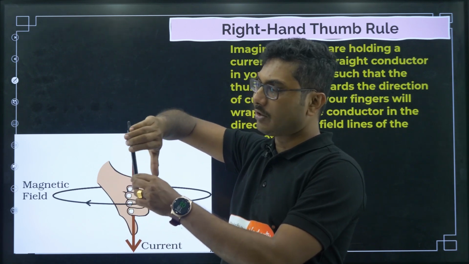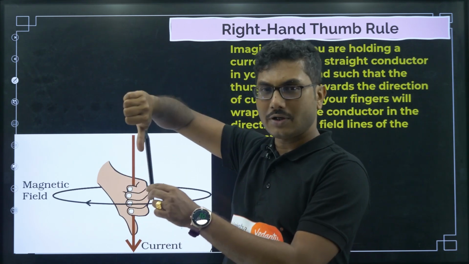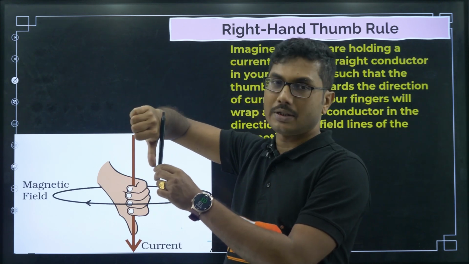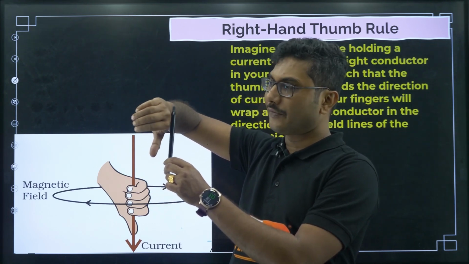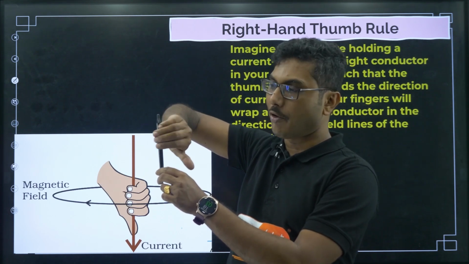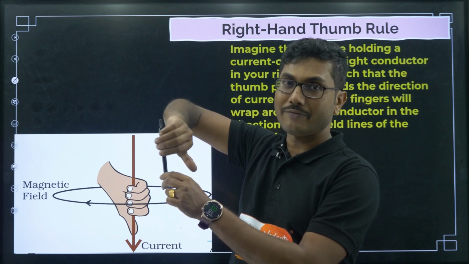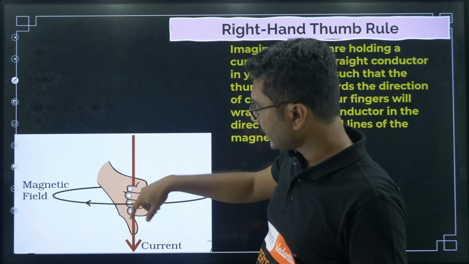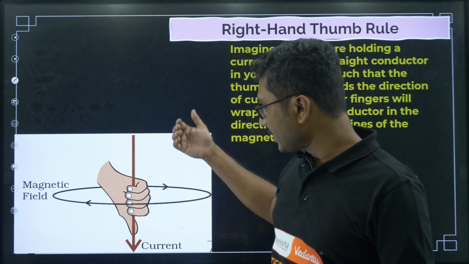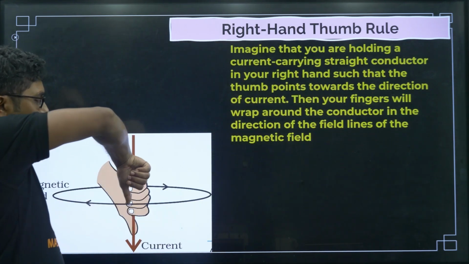Wrap around means, this is called wrap around, such that your thumb points in the direction of the current flowing in the wire, and then your fingers, like you have wrapped it around, will point the direction of magnetic field. This is how you can find the direction of magnetic field. They have shown it here, even though the hand appears quite complicatedly wrapped around, this is how they have wrapped around.